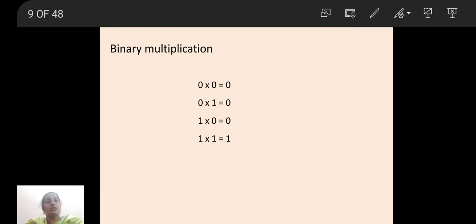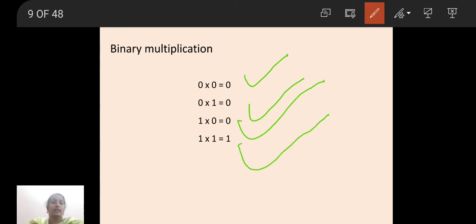See here, 0 into 0 is equal to 0 only. Next 0 into 1, again 0. 1 into 0, 0. 1 into 1, 1. Except for binary subtraction, everything is similar to that of decimal. Binary addition is similar to that of decimal addition. Binary multiplication is similar to that of decimal multiplication with the help of 0 and 1 numbers. Binary division is also similar to that of decimal, except binary subtraction.